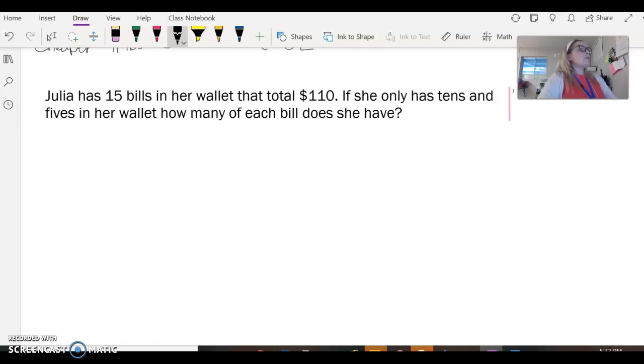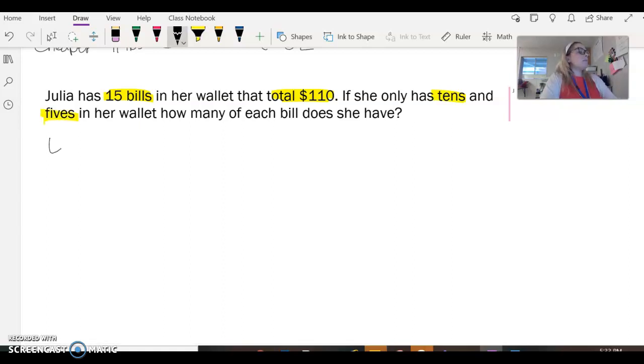All right, so if we take a look at it, Julia has 15 bills. Okay, remember bills can be ones, fives, tens, hundreds, 50s. There's $2 bills. My grandma still sends me them in the mail. Okay, and we have another total. So essentially what we're looking for is, what are the unknowns? And then usually looking for two totals. That's going to tell you how to set up your two different equations. Like, what is the relationship there? So it says she only has 10s and 5s in her wallet.